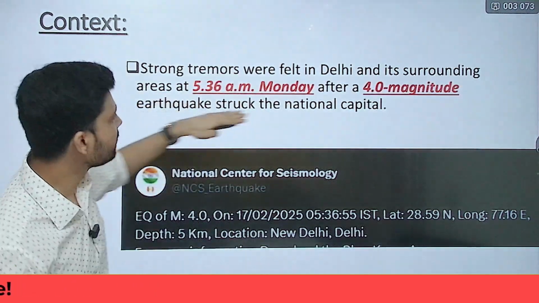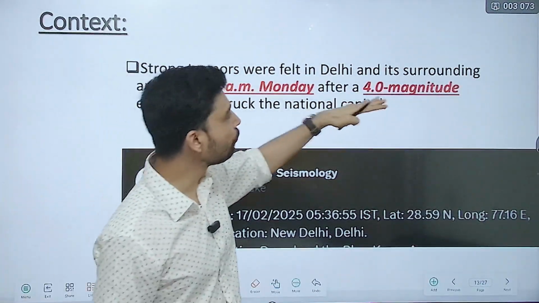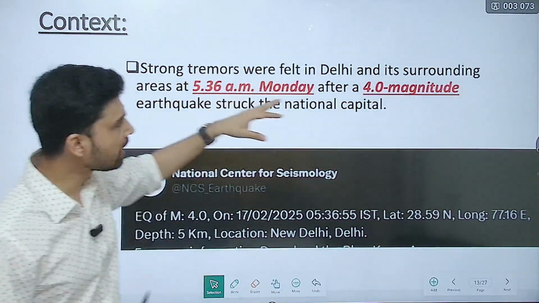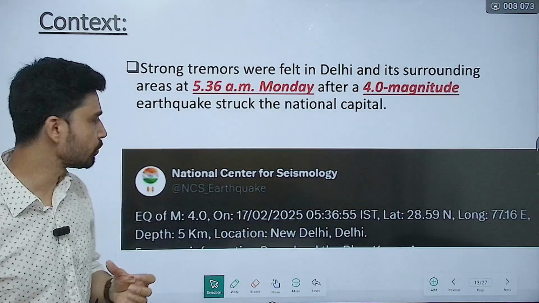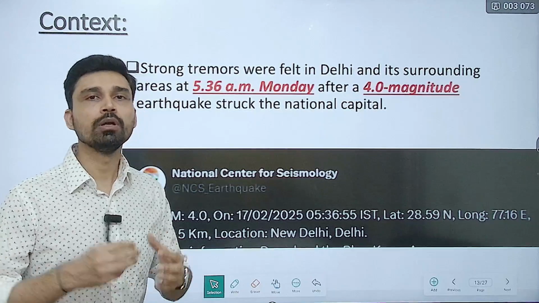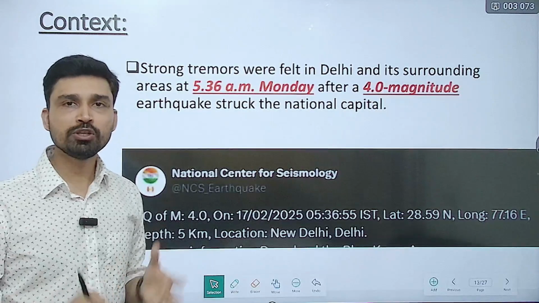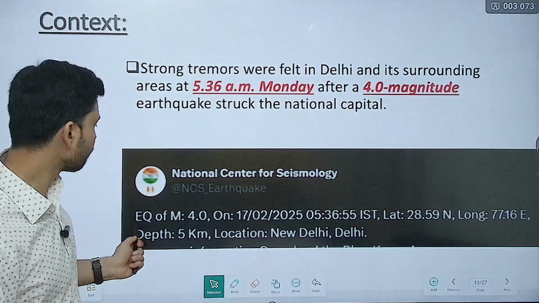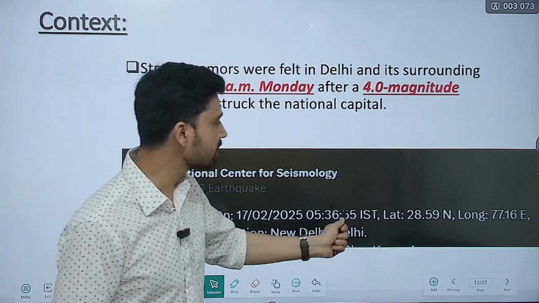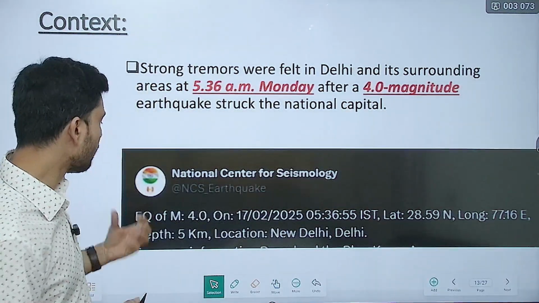As per this recent report, at 5:36 am today, an earthquake of magnitude 4.0 struck the national capital. We'll try to decipher later on what the 4.0 magnitude largely refers to. Now, as per the National Center for Seismology, which is the nodal body for monitoring of earthquakes in India, working under the Ministry of Earth Sciences, a notice has been issued that an earthquake of magnitude 4.0 occurred on 17th February 2025, at 5:36:55 Indian Standard Time. The latitude and the longitude of the earthquake are also mentioned.